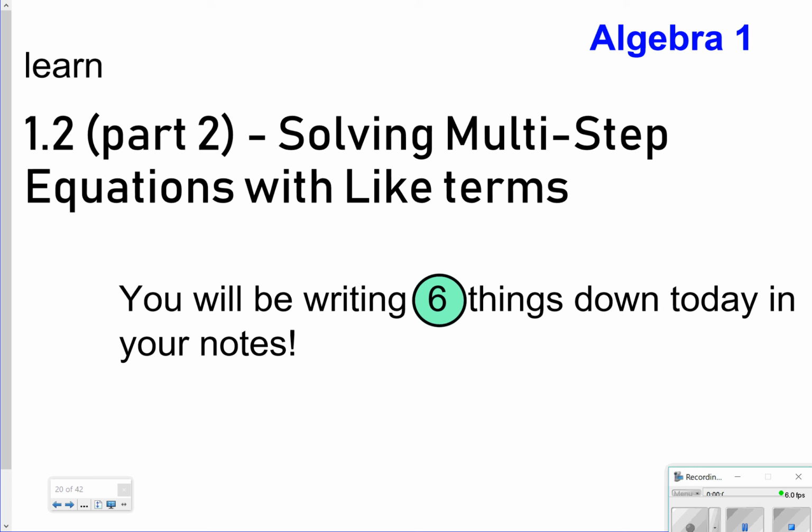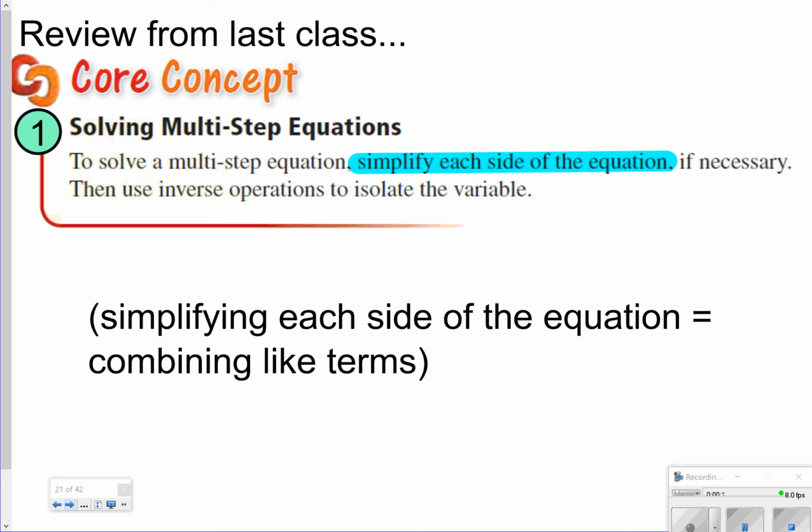Today we're looking at Lesson 1.2, Part 2, Solving Multi-Step Equations with Like Terms. Today we're going to have 6 things written in our notes, so let's go ahead and get started. The first thing we want to make sure we review is what we wrote down from the last lesson we learned.